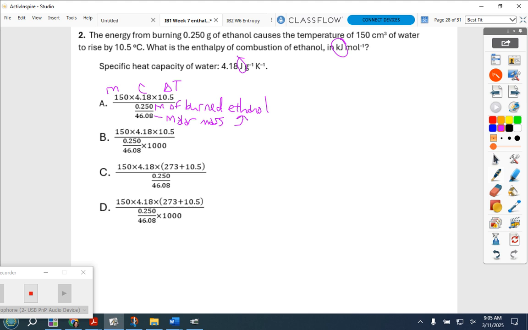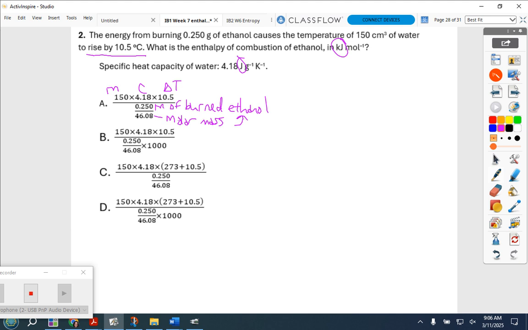When we are looking at this, it says rise by that much. So that is our delta T. We do not have to convert that into Kelvin because the change in temperature, whether we're looking at temperatures measured in Celsius or in Kelvin, is going to be the same. The scale is the same, so the change is the same. If you already have your delta T, you don't have to change it into Kelvin, okay?